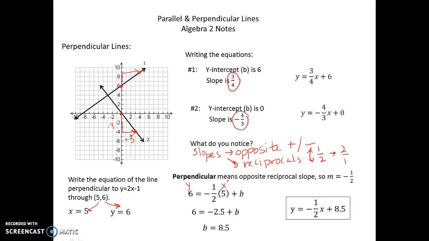I hope that helped you with what we need to do with parallel and perpendicular lines.